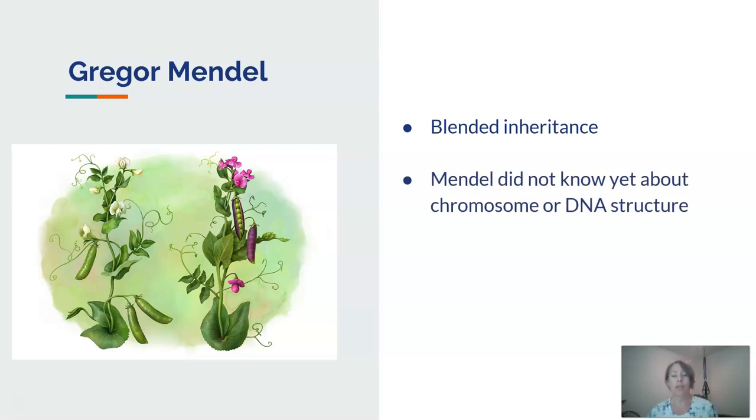So remember, too, that at the time, Mendel didn't know about chromosomes. He didn't know much about cell division or the structure of DNA. So a lot of the things that we know now, he didn't know. So he was just doing this transmission genetics where he would breed certain plants together and then look at the offspring traits to determine how traits were being passed on.